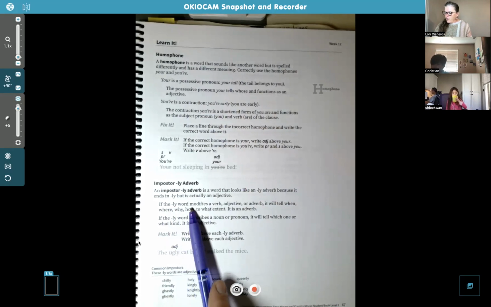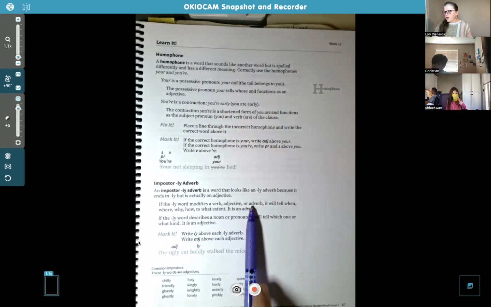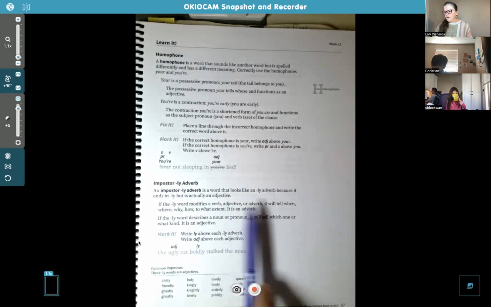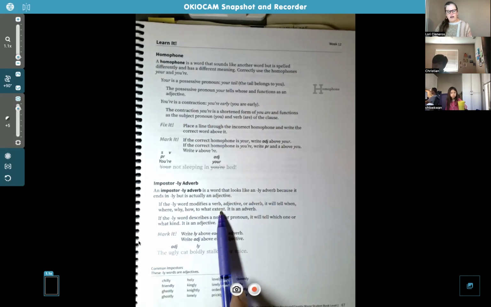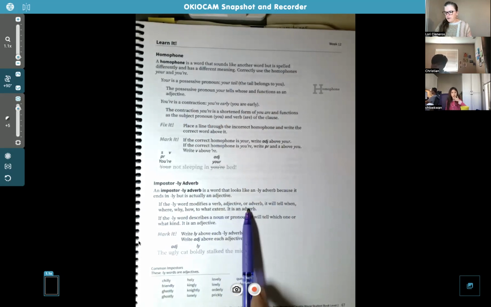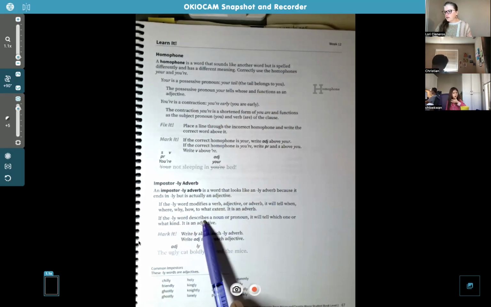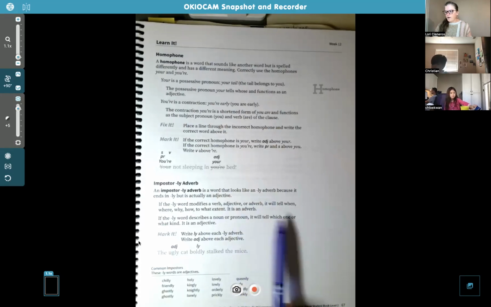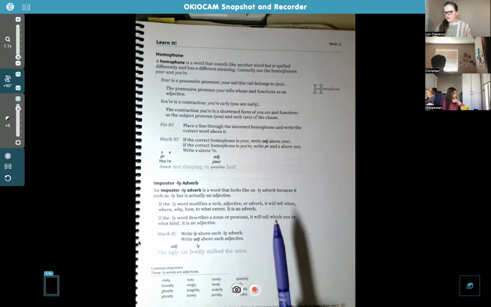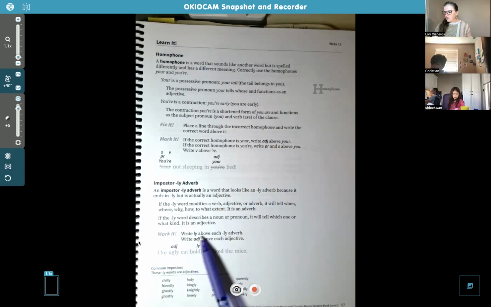If the ly word modifies a verb, adjective, or adverb, it will tell when, where, why, how, to what extent. That's an adverb. If the ly word describes a noun or a pronoun, it will tell which one or what kind, and that's an adjective. So you're going to write ly above each ly adverb, and then if it's an adjective, even if it does have ly, you're going to put adj to stand for adjective.